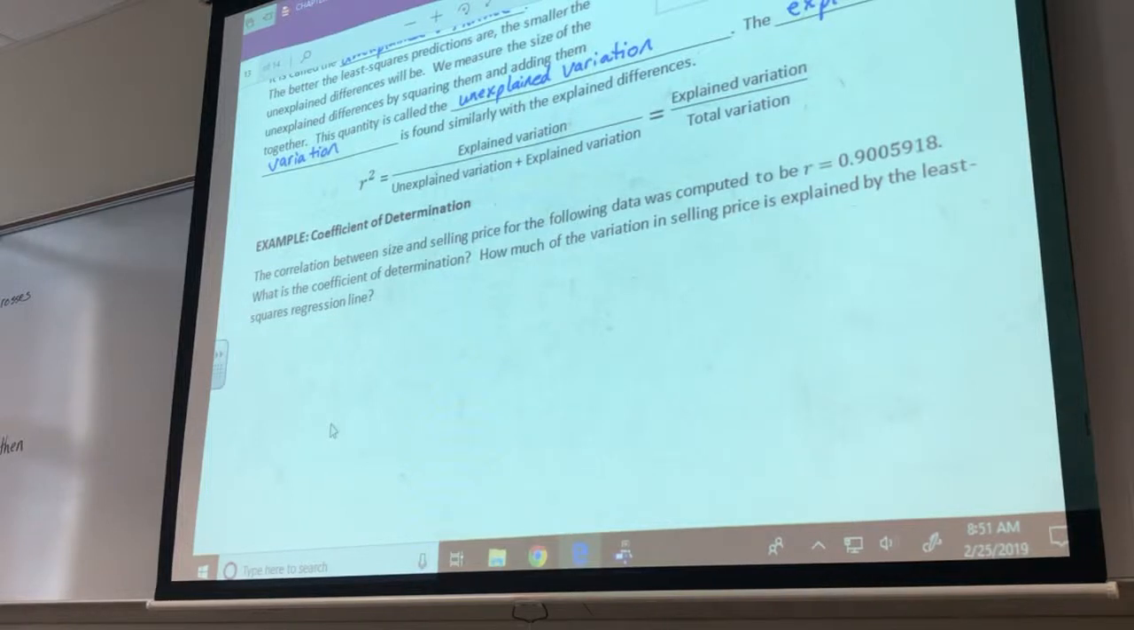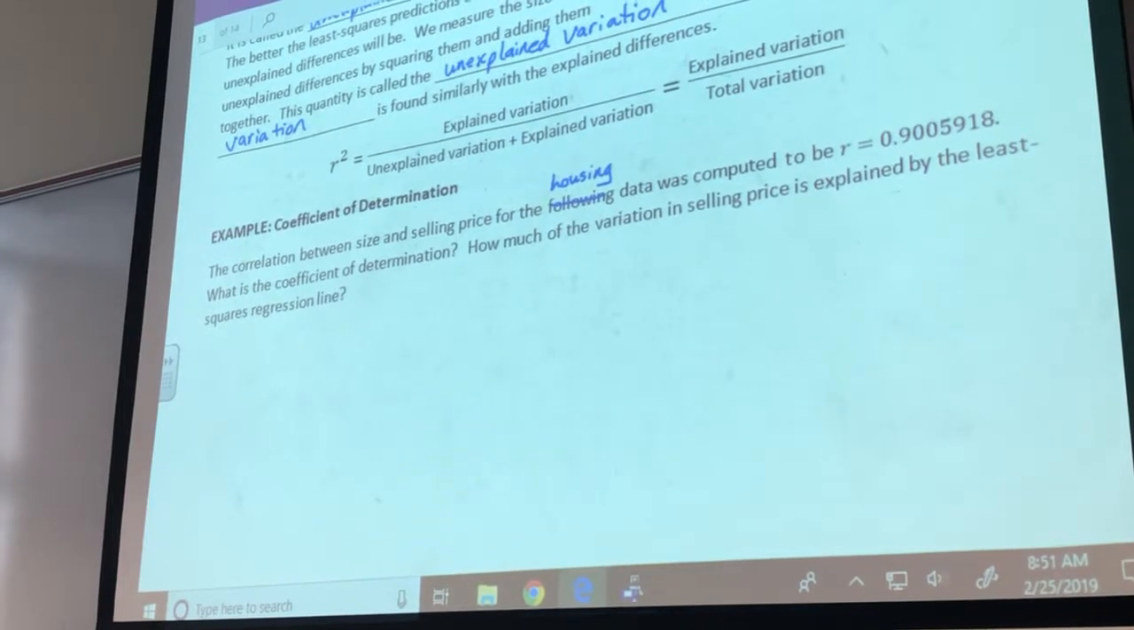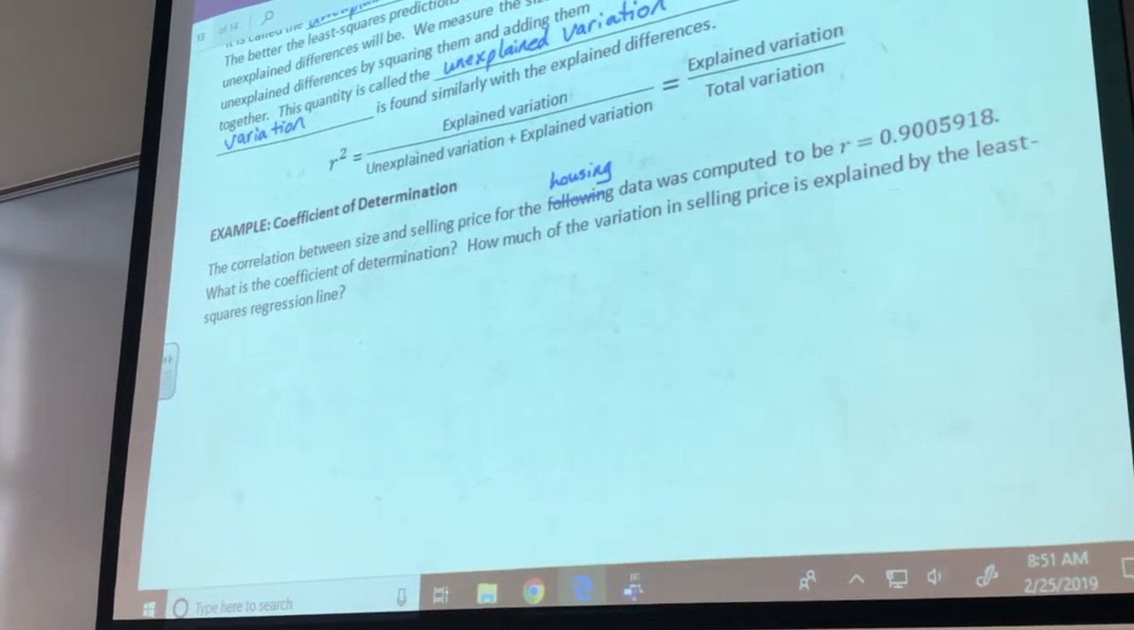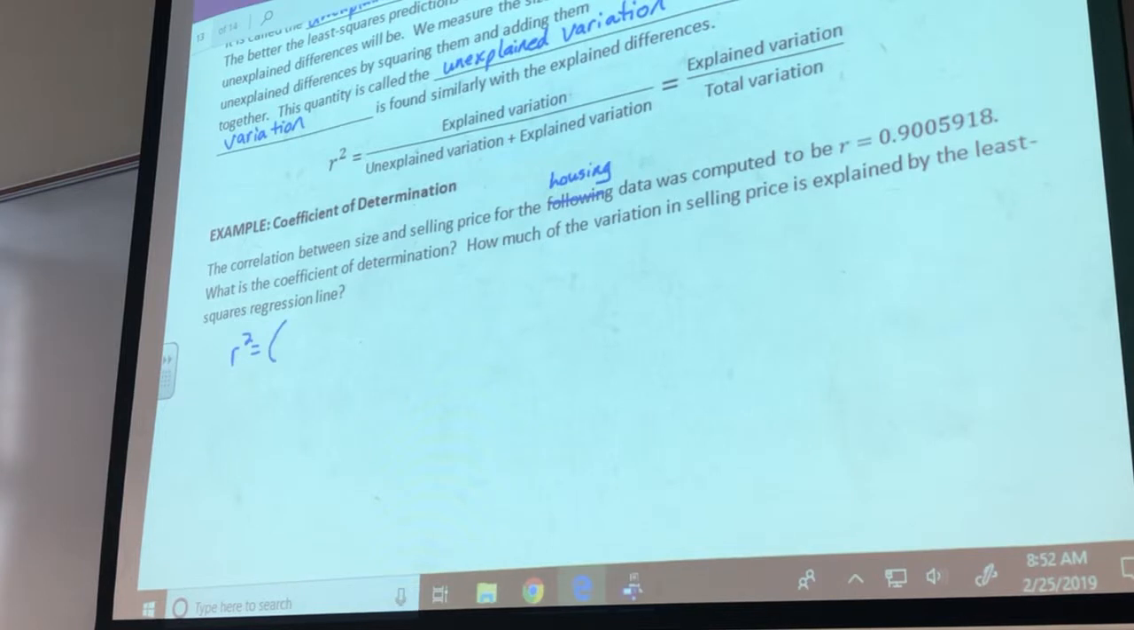Found to be that value right there. And in this case, they didn't round it, they just put the whole thing, and they ask you what the coefficient of determination is. So you do r squared, you would just in your calculator do 0.9005918 and square it, that's going to be your r squared.